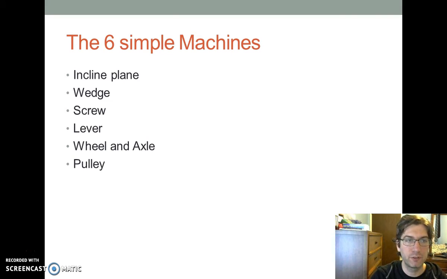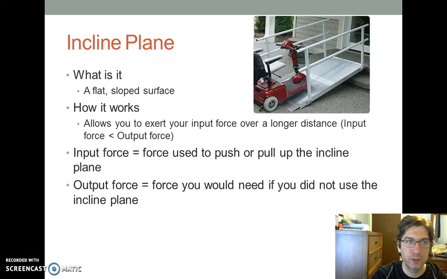But this video is going to look at the first 3 here, the inclined plane, the wedge, and the screw, and our next will go into levers, wheel and axle, and pulley. So our first is an inclined plane. We looked at it briefly before. This is just simply another name for a ramp. I'm sure you've all used a ramp at some point.